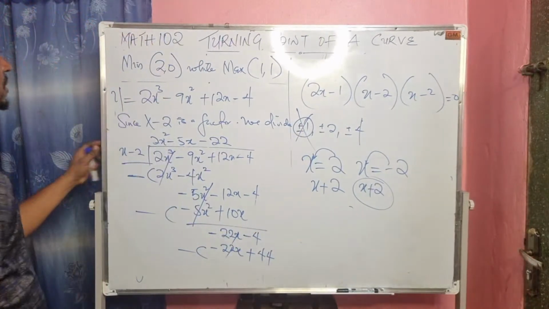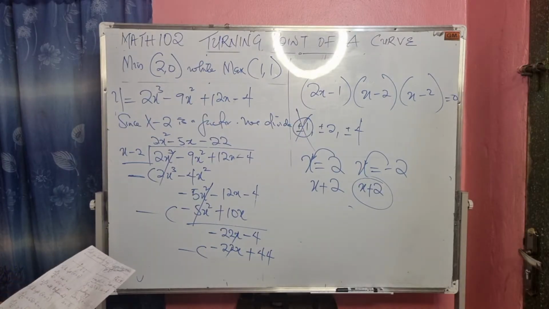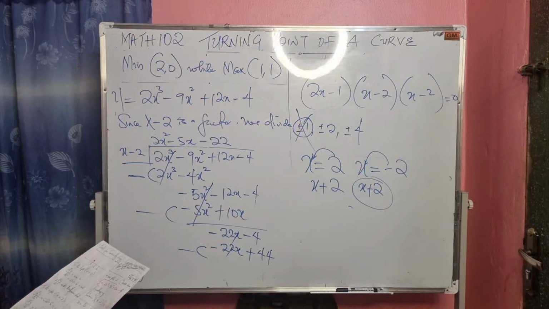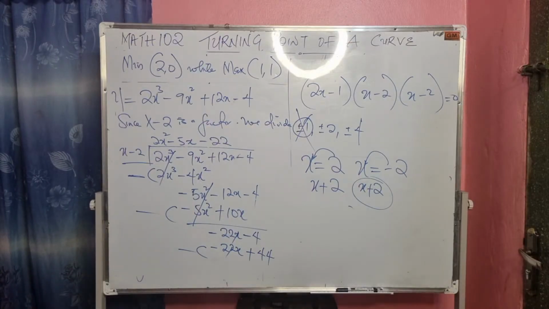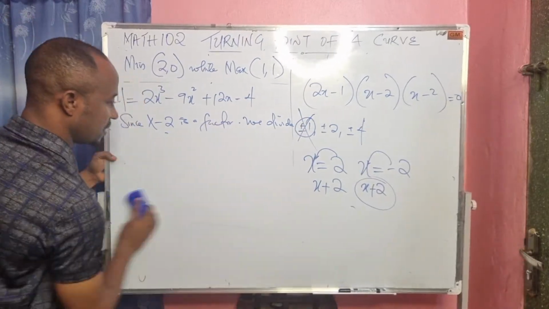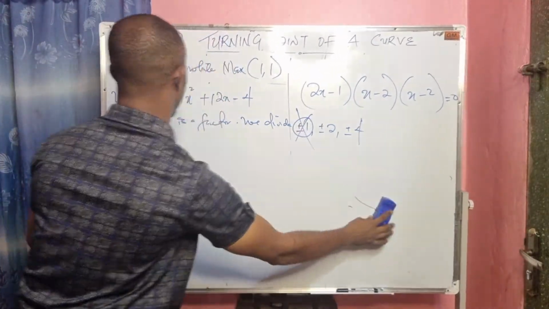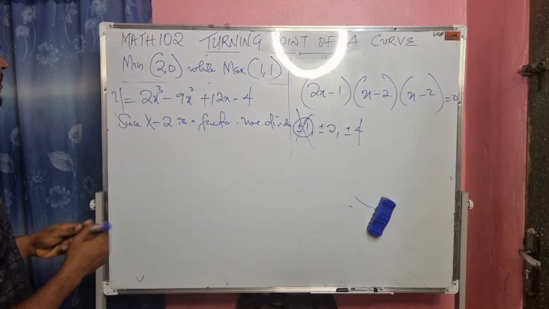Sorry. Let me verify the function. Plus 12x, okay. We're not supposed to have a remainder. Please pardon me. Let's go again. Let's take it one after the other. Okay, let's take this again.